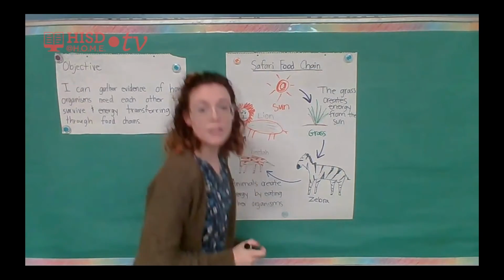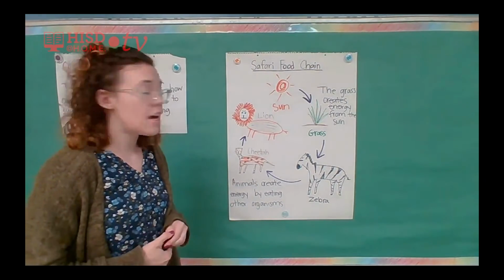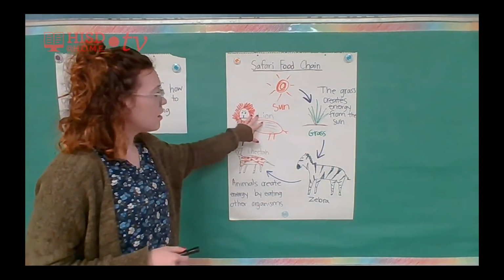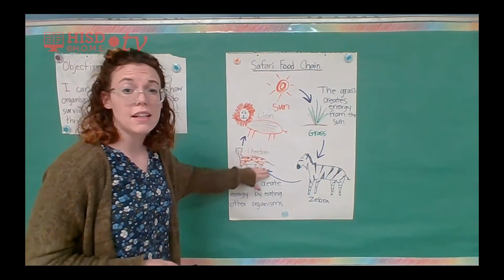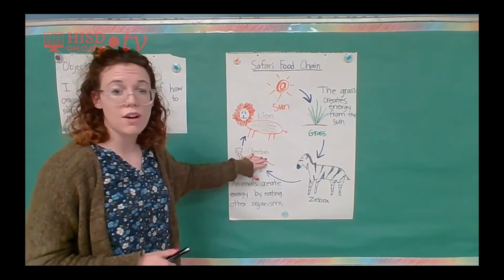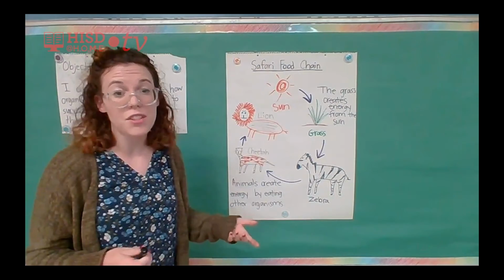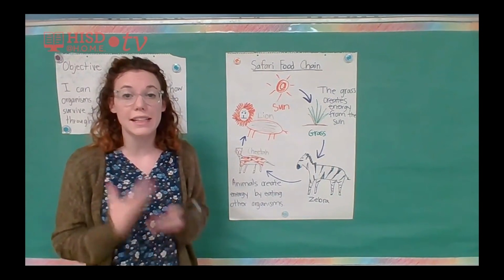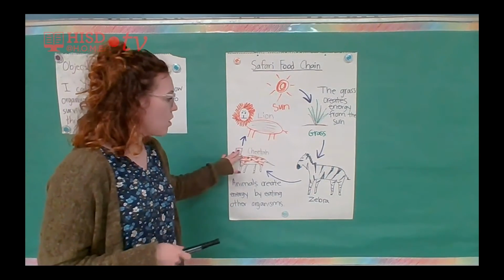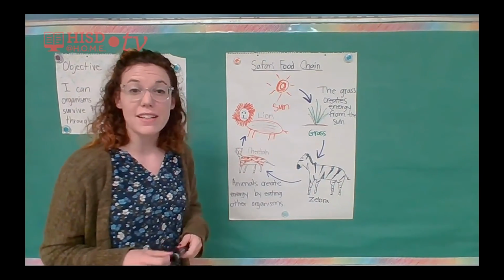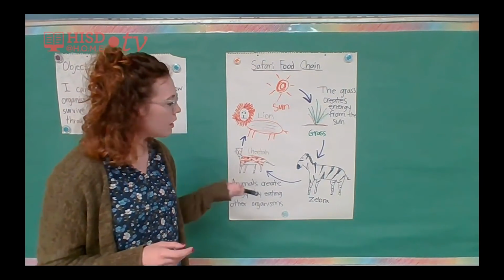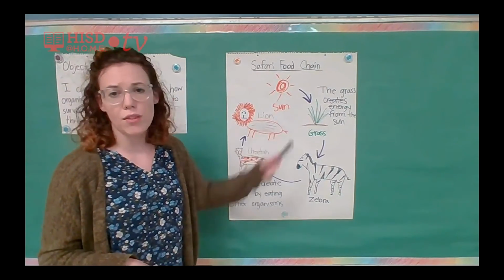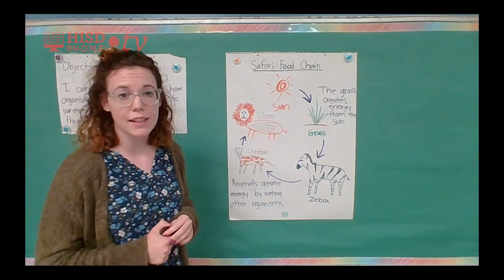So we can see that the lion gets its energy from eating the cheetah. If the cheetah wasn't around, the lion would have to find somewhere else to get its food. And lions are carnivores, which means they only eat meat. So if there was no cheetah around, it would have to find another source of meat. Meanwhile, the zebra only eats small things like grass and plants and stuff like that.